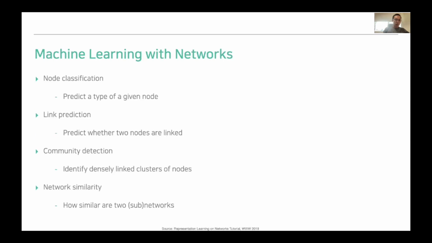So we have several fundamental tasks in machine learning with graph data. One of them is node classification. We can, for example, predict the type of a given node by looking at the connected nodes. We can also predict a link. This is the second example: to predict whether two nodes are linked or not.